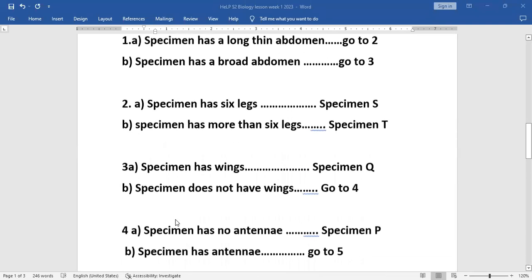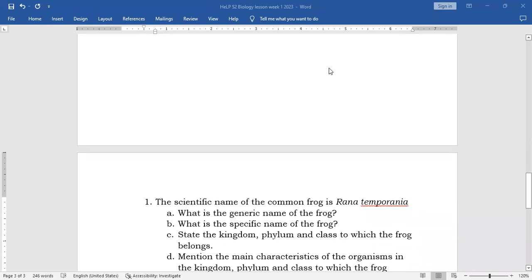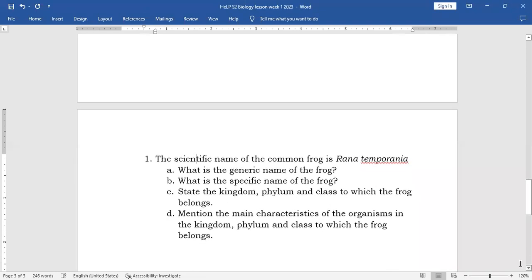Okay, so the question is here, but I said I'm also going to share it. You'll have it in your WhatsApp groups. You will use this question to revise some bit on classification. Then we shall do more in the next lesson. So you have 2 assignments: you're going to construct another dichotomous key and also answer this question.